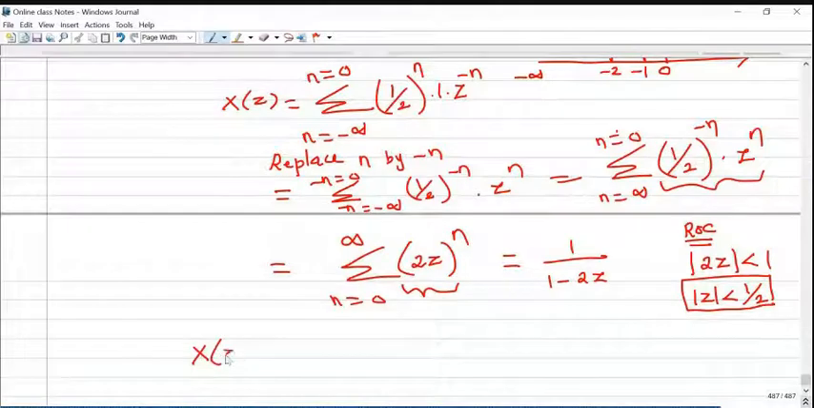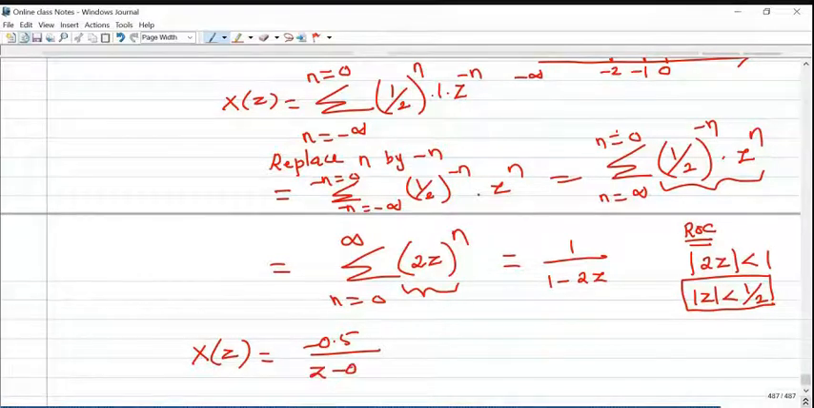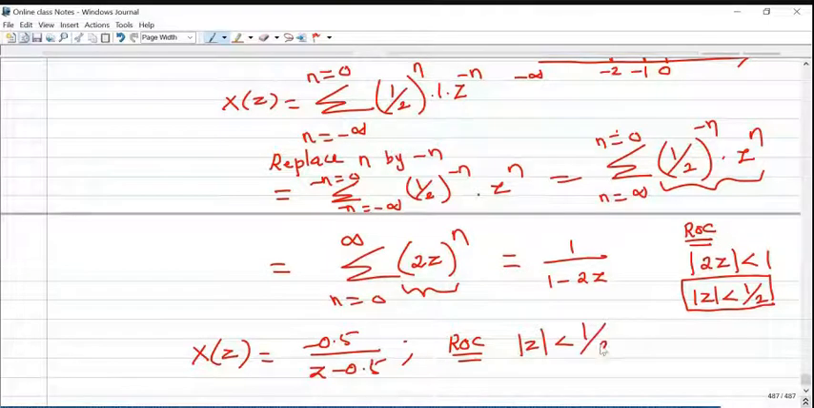X of z equal to, so if you want to convert this particular result in the form of z divided by z minus a format, something like that, just multiply minus 0.5 on both numerator and denominator, or 1 by 2. So you'll get minus 0.5, so that this term will become z minus 0.5. ROC modulus z less than 1 by 2.